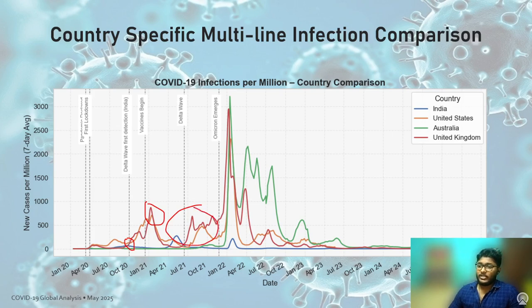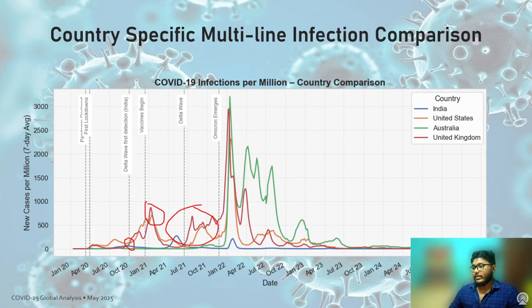Now, Australia's peaks are later but significantly higher during the Omicron, indicating a shift in transmission patterns after initial success in suppressing the pandemic. We will dive much deeper into that later in the slides, where we compare Australia and Sweden as case studies. There is a note to be made here.